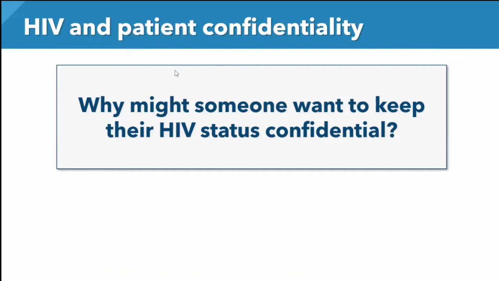So I think we'll move on now, and we're going to talk a little bit more about the ethics of HIV, which we have touched upon in past sessions. But firstly, I've got a question here. Why might someone want to keep their HIV status confidential? Why might someone not want to disclose this information, even though disclosing it could have some benefits, as we'll talk about soon? Someone immediately has said in the chat, stigma.